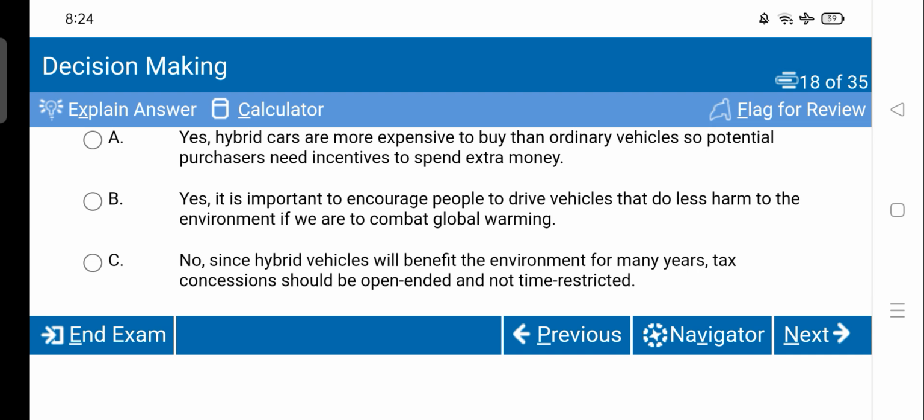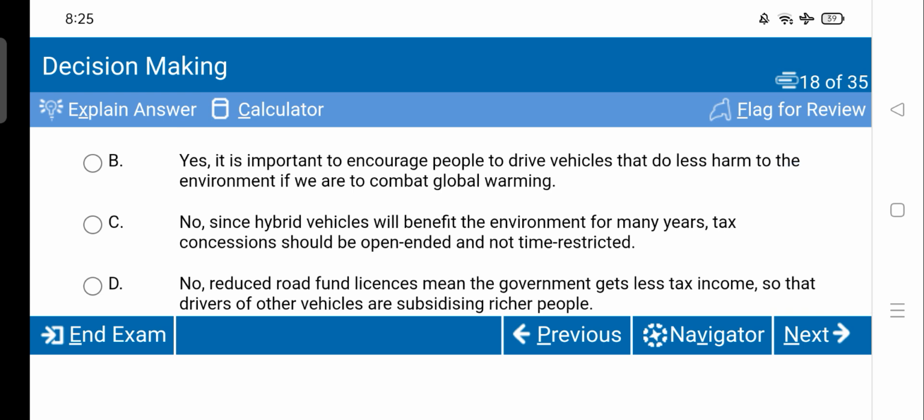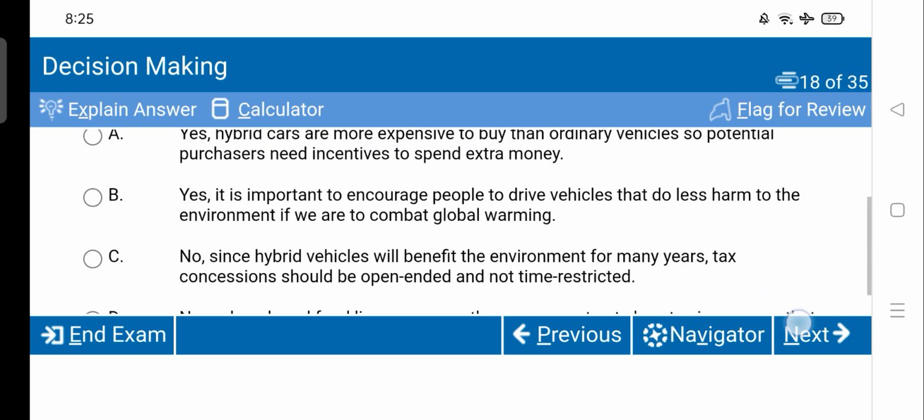Option B, yes, it is important to encourage people to drive vehicles that do less harm to the environment if we are to combat global warming. Option C, no, since hybrid vehicles will benefit the environment for many years, tax concessions should be open-ended and not time-restricted. Option D, no, reduced road fund licenses mean the government gets less tax income, so that drivers of other vehicles are subsidizing richer people.